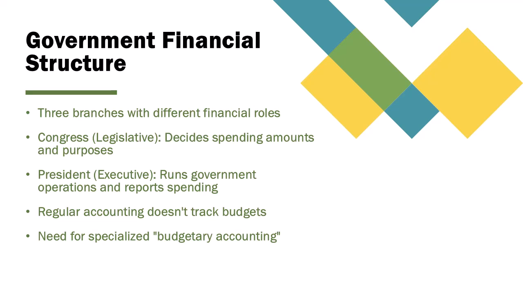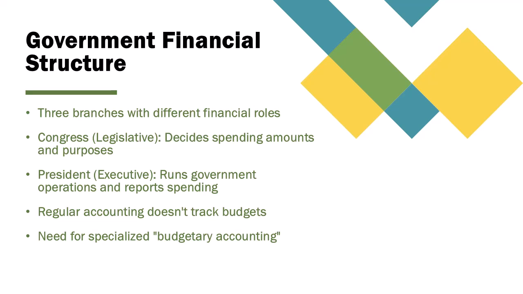Our government has 3 branches, and they each have different roles to play when it comes to money, setting budgets, and spending. These 3 branches provide a check and balance over each other. Well, budgeting is a perfect example of this in action. Congress, or the legislative branch, gets to decide how much to spend and on what. They do this every year, and they're in charge of those money decisions. Meanwhile, the president and those in the executive branch are actually running the government day to day. They're the ones who are spending the money. They have to track what they spend, and then they have to report on it.